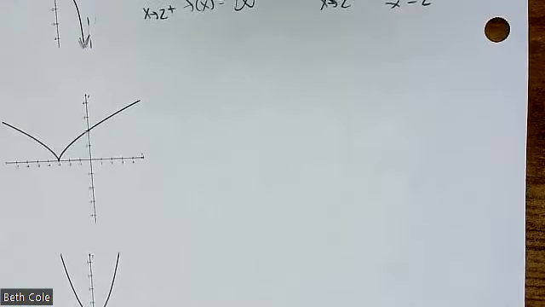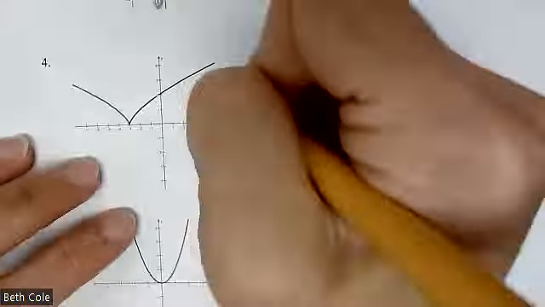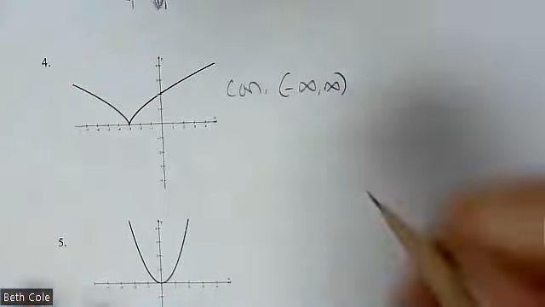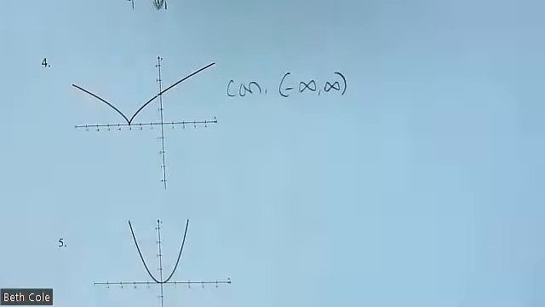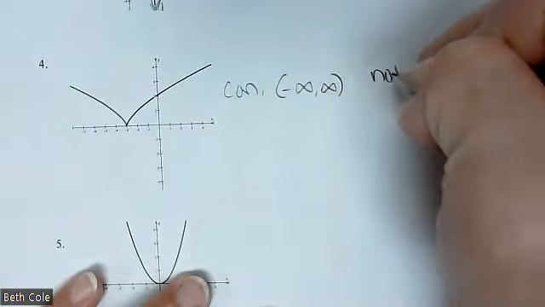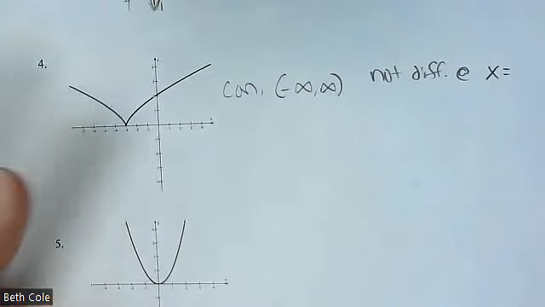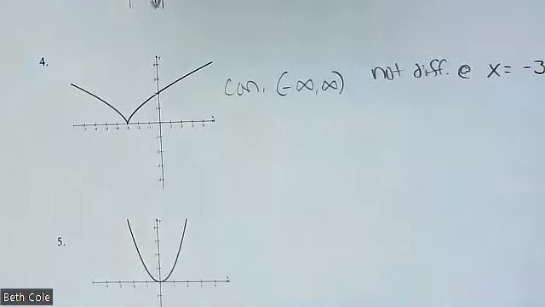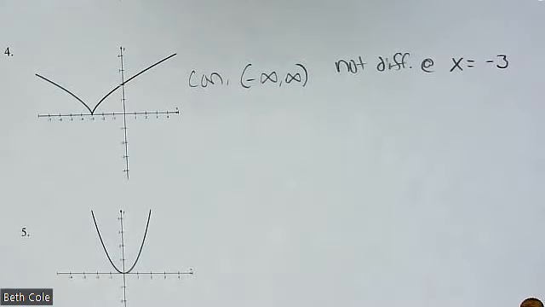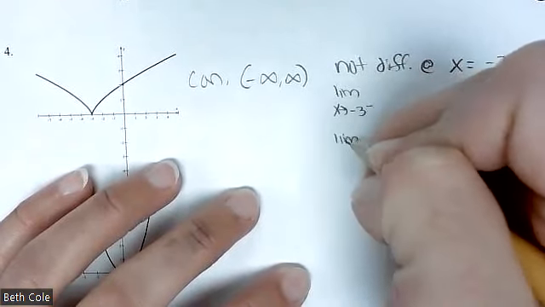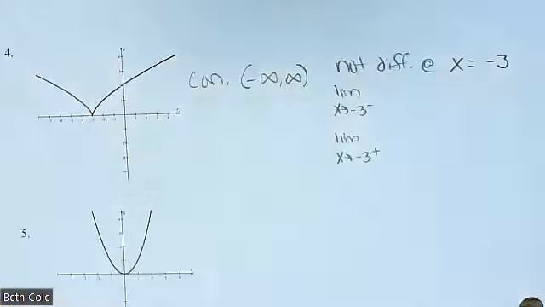All right. Number 4, is it continuous? Yes. So continuous everywhere. Is it differentiable? No. All right. So not differentiable at x equals -3. And guess what we're gonna write, guys? Limits, yay! Limit x goes to -3 from the left. Limit x goes to -3 from the right.